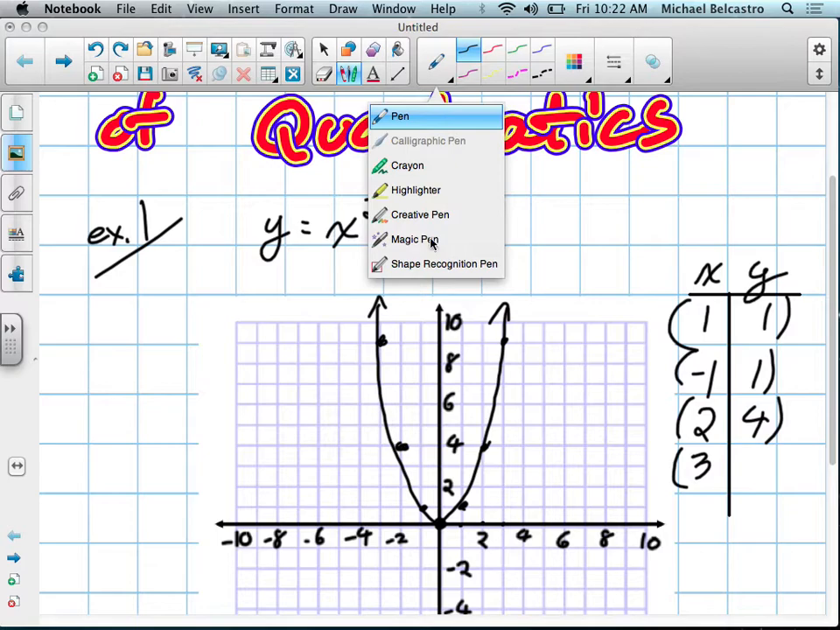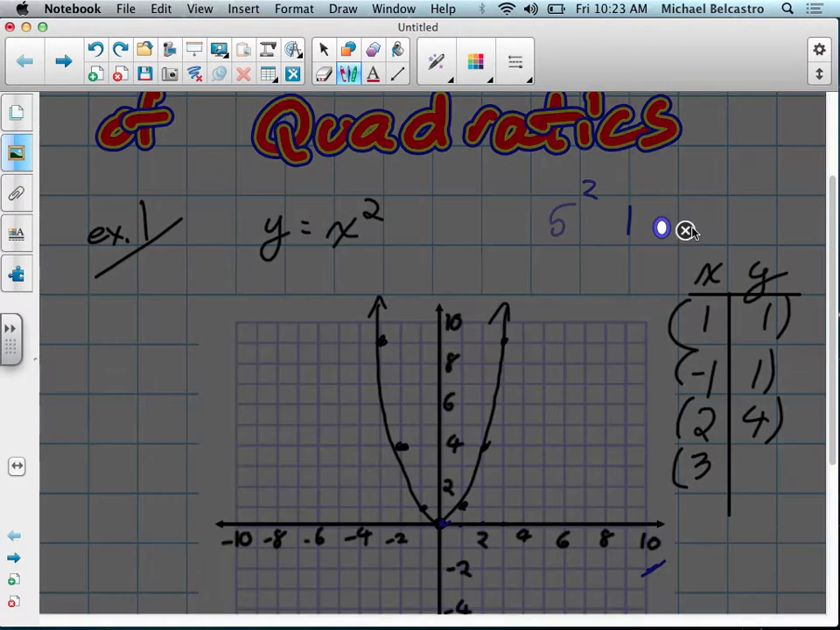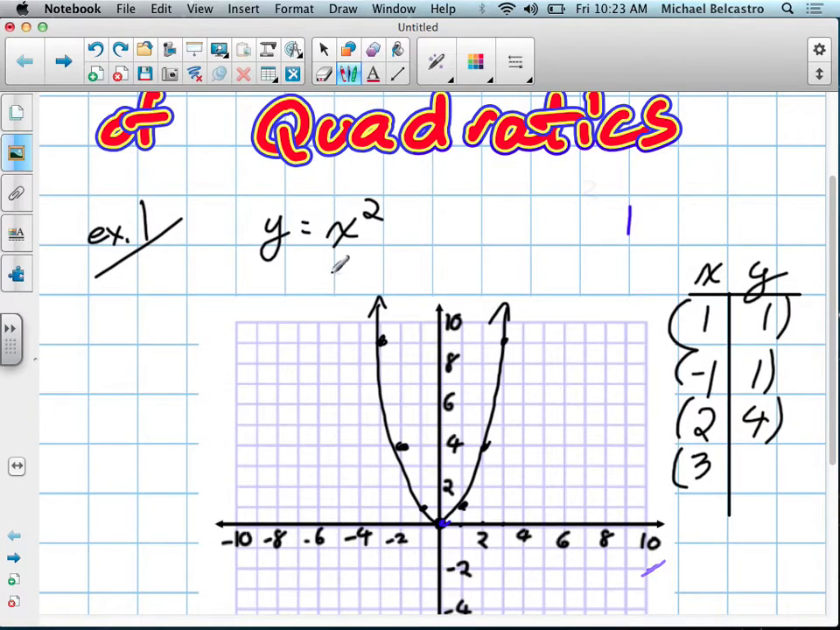Okay? Now, for argument's sake, let's say we went over to 5. How far up will we have to go for our y value? 25. We'd have to square our 5. What if we went over 10 from the vertex? How much would we go up? 10 squared would be what? Oops, 100. Okay? So that's the idea of drawing the original one.